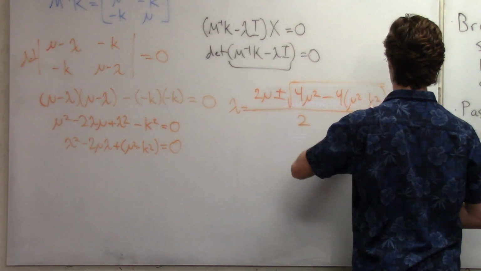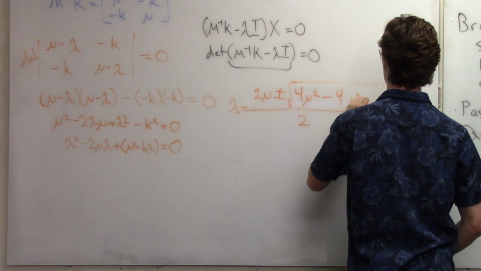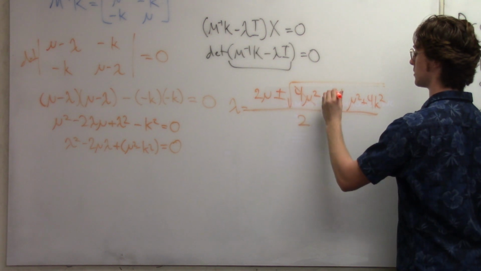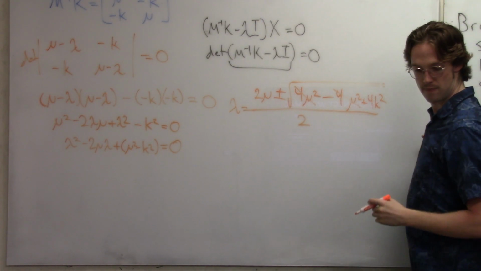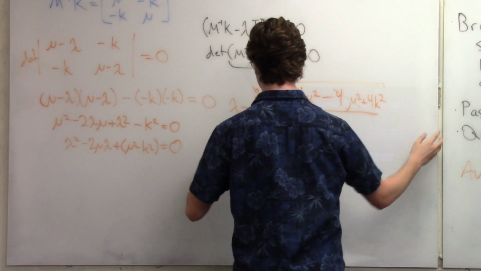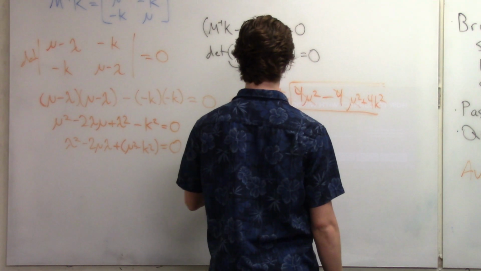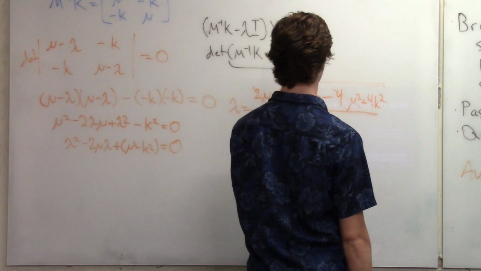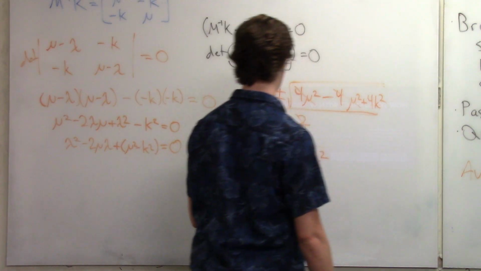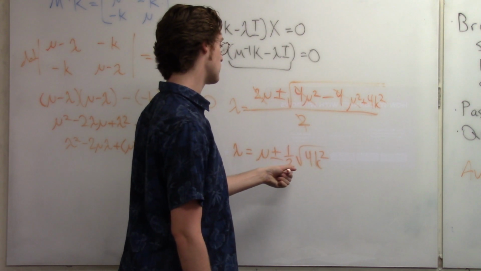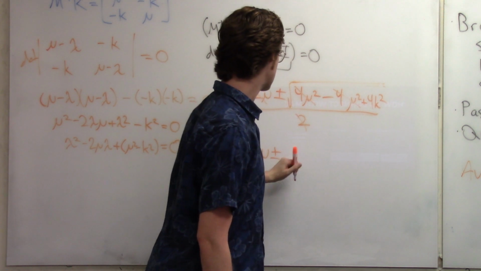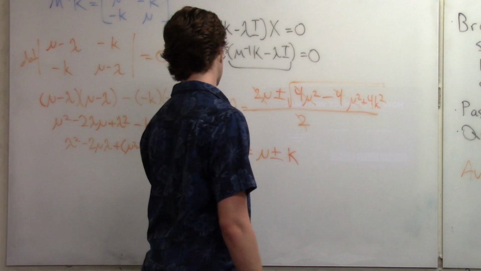This is going to be minus 4 mu squared plus 4k squared. Look at this. These mu squared terms are going to cancel. Awesome. And these 2's are going to cancel, so now we've got lambda is equal to mu plus or minus the square root, or 1/2 times the square root of 4k squared. Now, if we factor this 4 on the outside, that's going to be a 2 on the outside. Therefore, we're just going to have the square root of k squared. And now our eigenvalues are just mu plus or minus k.